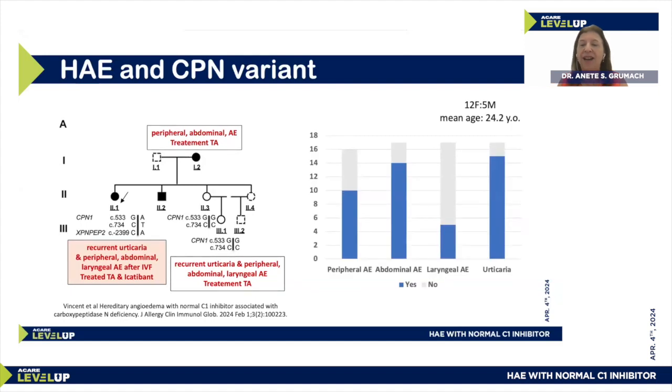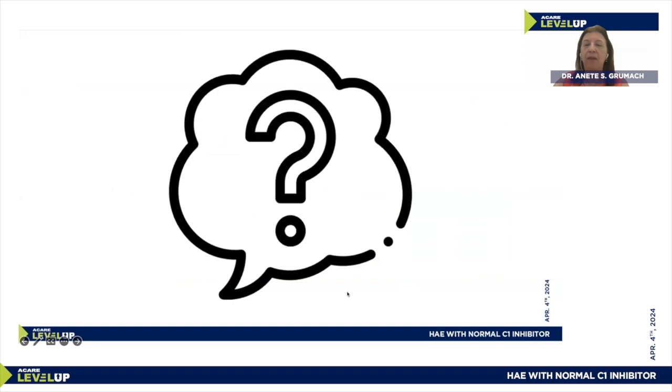And this is something interesting to open a discussion about these patients. I prepared this kind of figure showing the symptoms reported in this group. And you can see that we have most of the patients with urticaria reported as urticaria associated with laryngeal, abdominal, and peripheral angioedema. So this is something that maybe we have to discuss. And just to show you that we have a lot to learn about HAE and normal C1. We are all looking for mutations that could explain these patients.